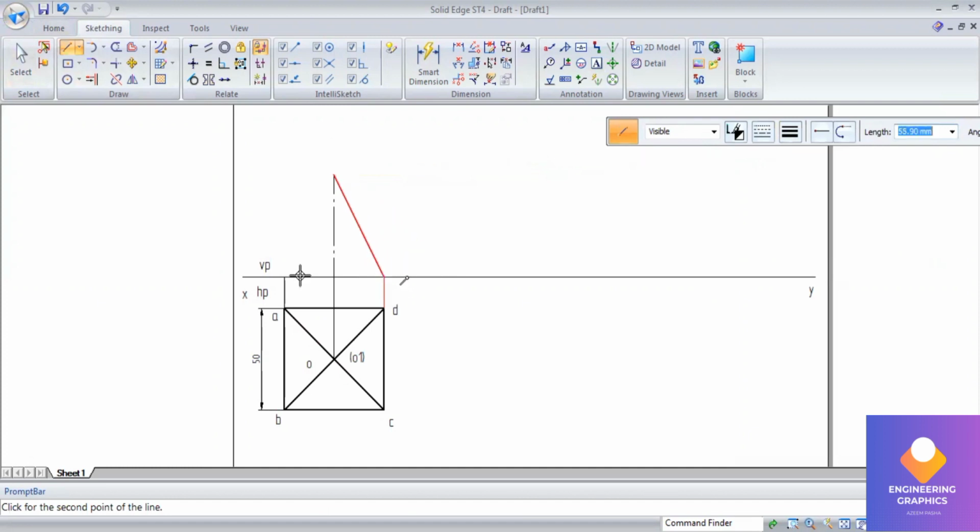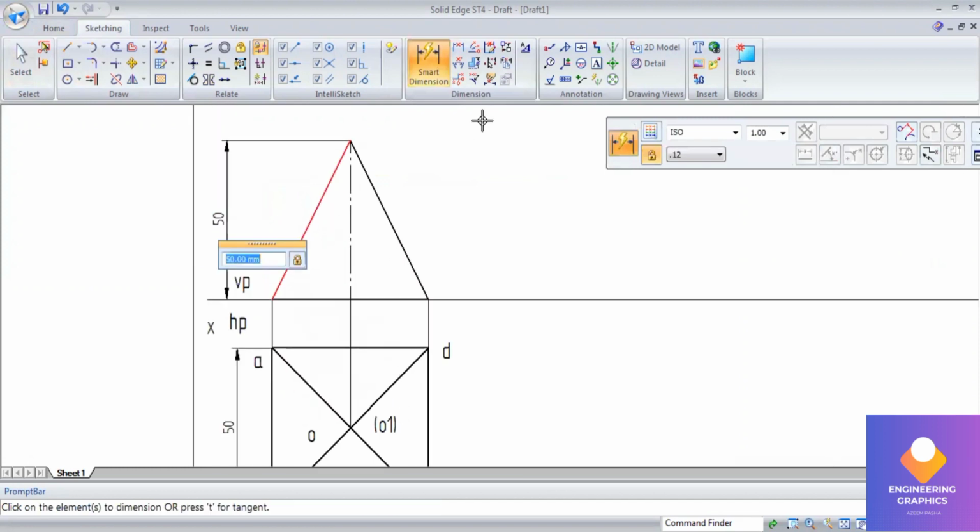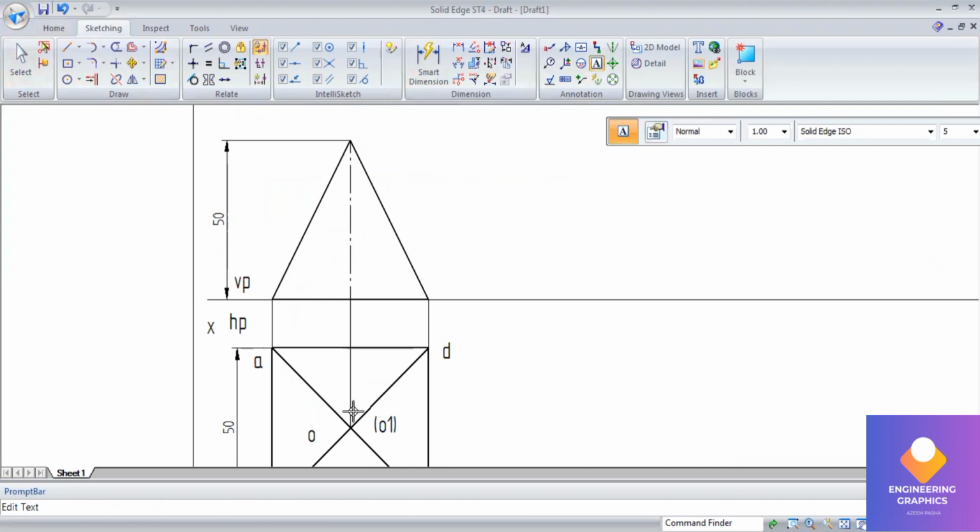The front view of a pyramid is a triangle. So measure the axis length. Write on notation. So P dash visible but A dash not visible. Similarly, C dash visible, D dash not visible, O1 dash not visible, and O dash visible.